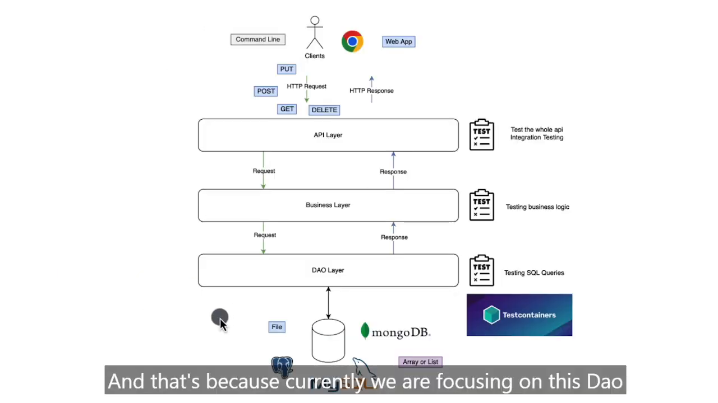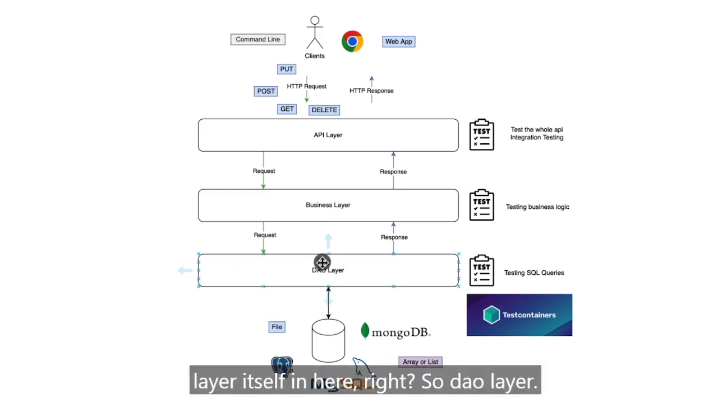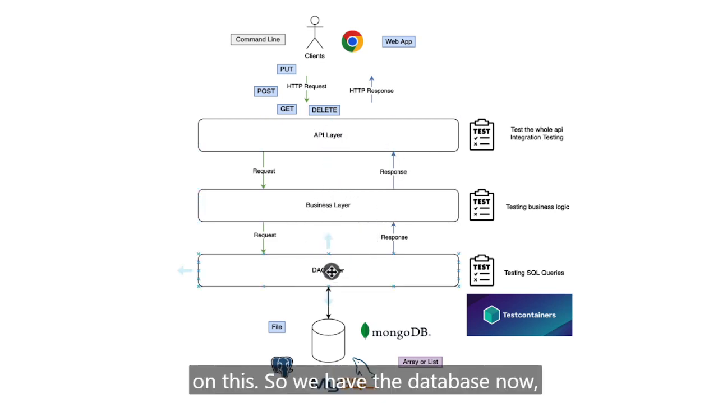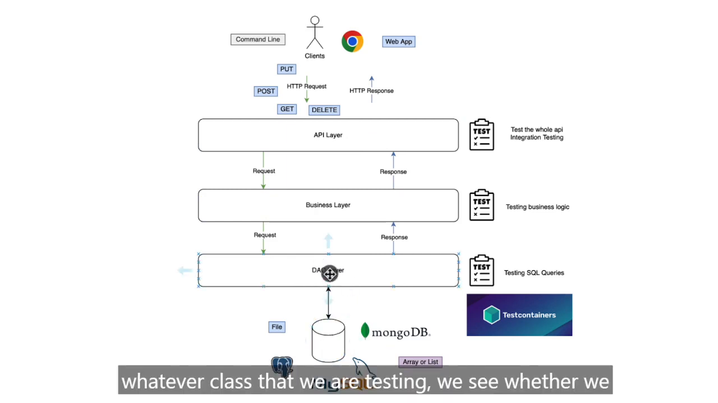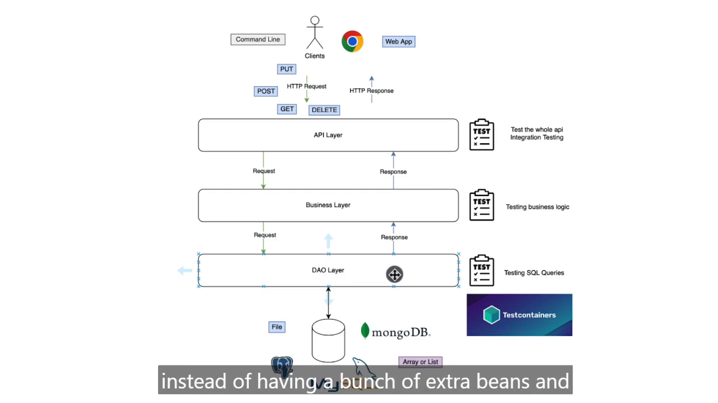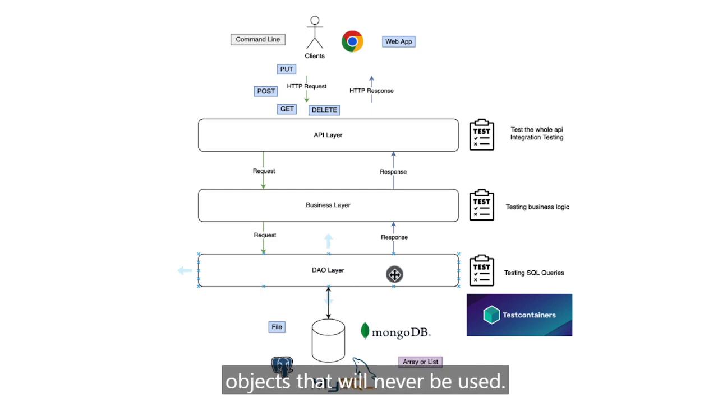That's because currently we are focusing on this DAO layer itself, right? So the DAO layer. And here we don't worry about the business nor the API. We just focus on this. So we have the database. Now, whatever class that we are testing, we see whether we can create the dependencies that the class needs ourselves instead of having a bunch of extra beans and objects that will never be used.